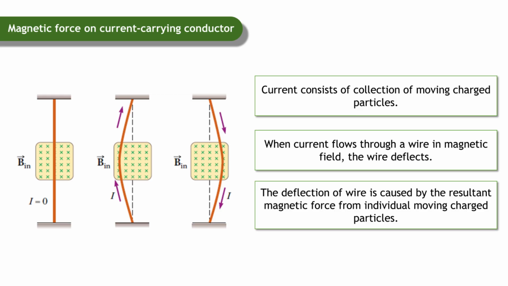We now shift our focus to the magnetic force on a current-carrying conductor. Since electric current is essentially a collection of moving charged particles, these individual charges experience a force that is transferred to the wire. This interaction explains why we observe a wire deflect when current flows through it while inside a magnetic field. The total deflection of the wire is caused by the resultant magnetic force generated by the combined movement of all those individual particles.